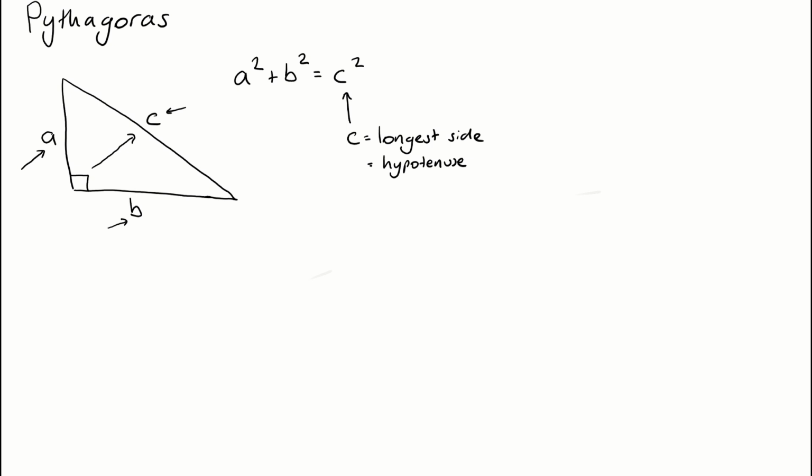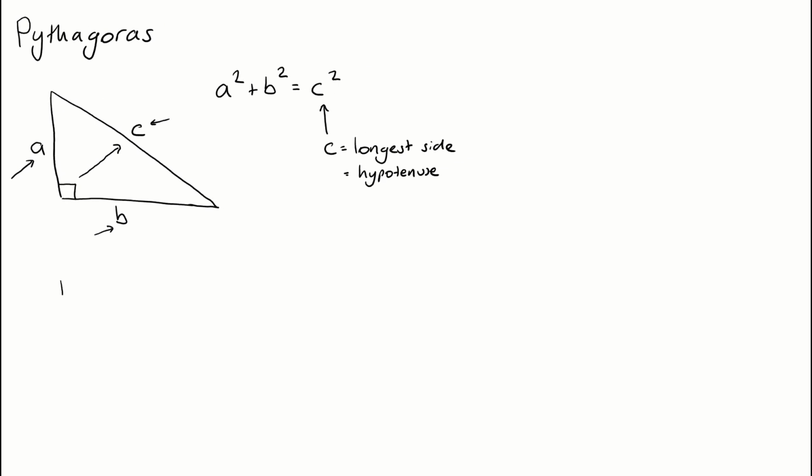So let's have a look at an example. We've got a right-angled triangle here, and this is right-angled by that little square in the corner there. And we'll say that this side length here is 4, this side length here is 3, and I want to try and work out what this hypotenuse is here. So that's going to be my C.